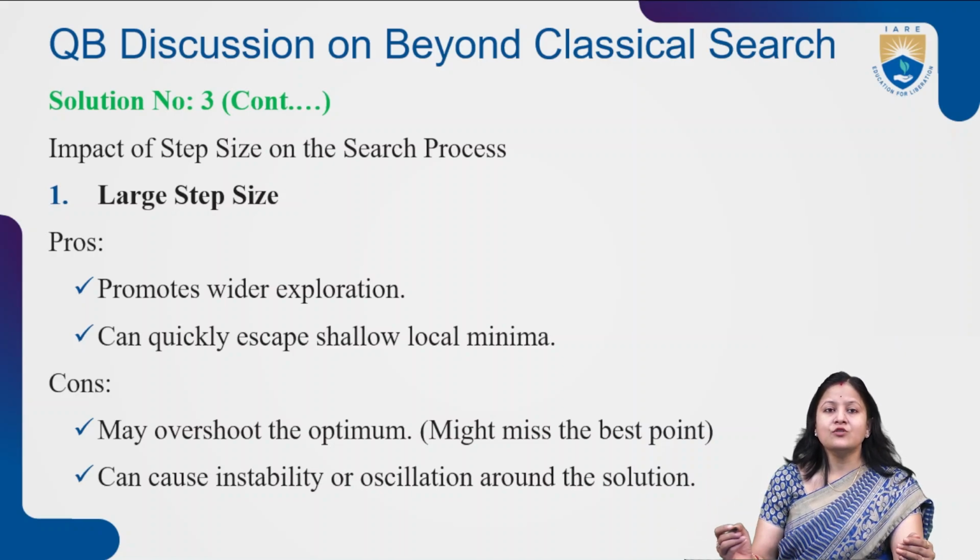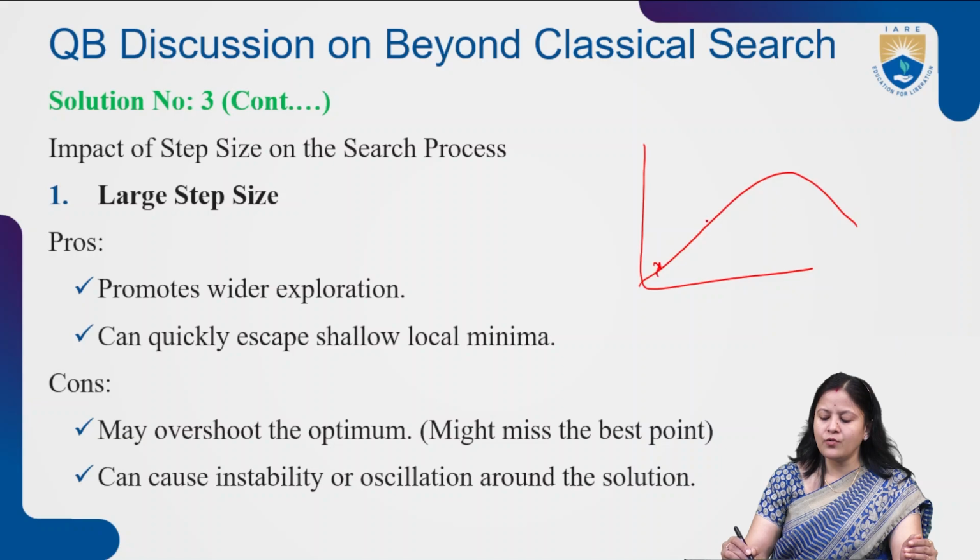If the step size is too large, then it promotes wider exploration. That means it can move from here to here. It can quickly cover the whole space and quickly escape shallow local minima. That means if the learning rate is large, moving from here to here, again from here to here, then while exploring the path, if any local minima is found, it will be ignored. That is the advantage here.